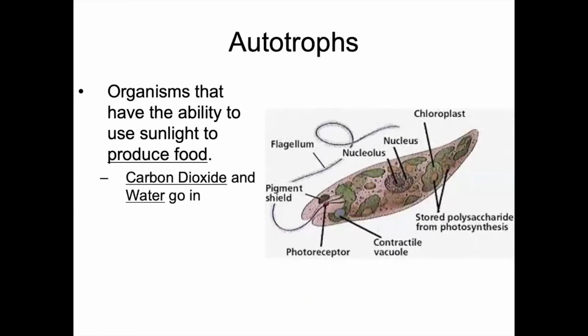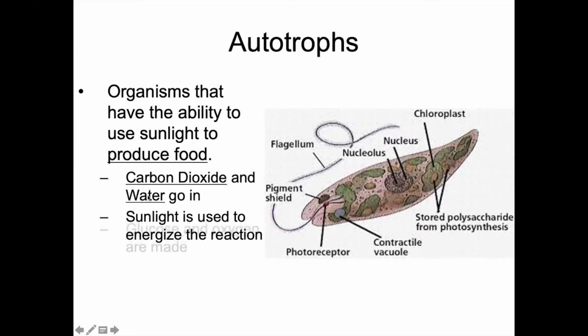So what's going to go in here? Carbon dioxide and water go into the organism, and sunlight is going to be used to energize a chemical reaction. We're going to take this carbon and the H2O, put them together, so carbohydrate. And the carbohydrate we care about them making is called glucose. That is the monomer for the larger carbohydrates. So we care about that.